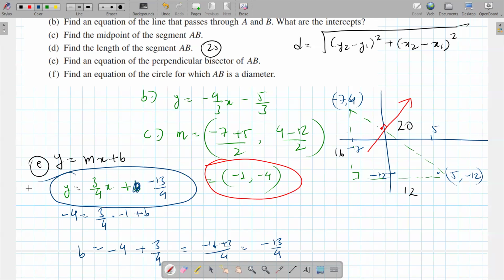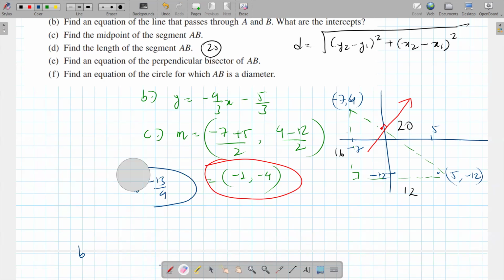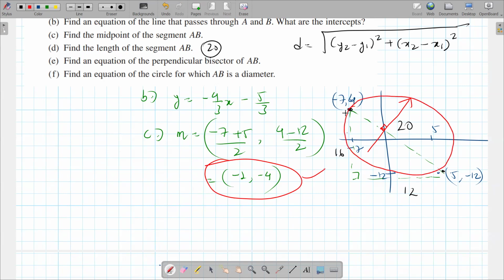Part F, find the equation of the circle for which AB is a diameter. Again, it's easier than you think, okay? So you have these 2 points. You don't really need anything else. So what we want to do is, remember, you also have the midpoint. We want to turn this into a circle. We know the diameter is 20 units. What's going to be the radius?